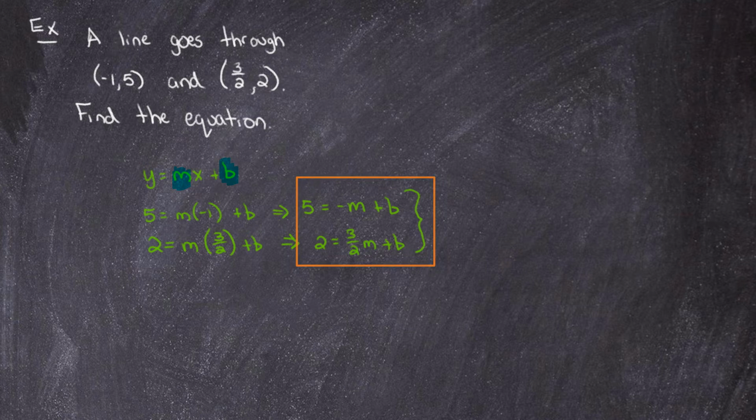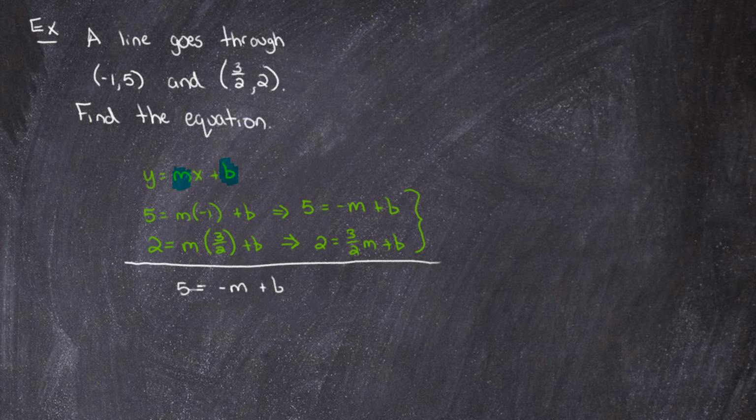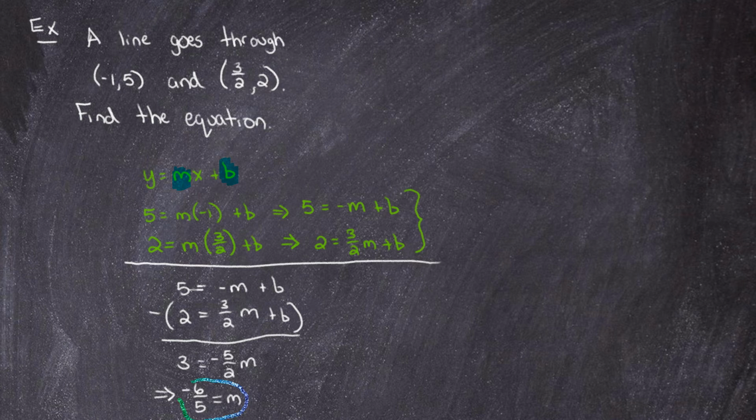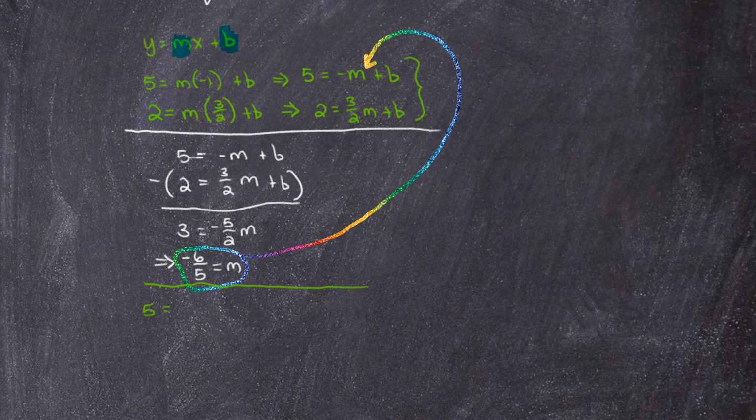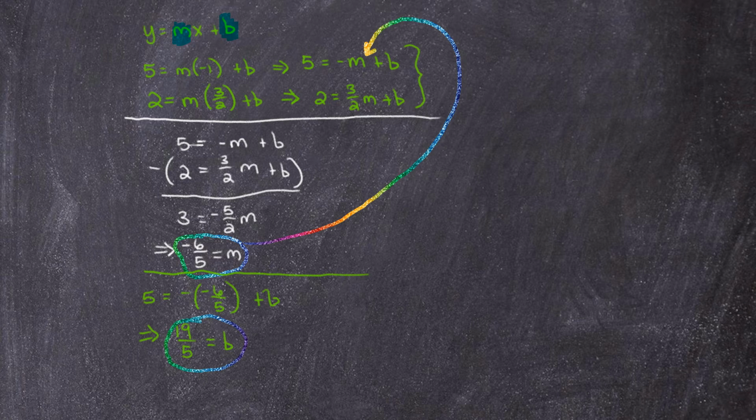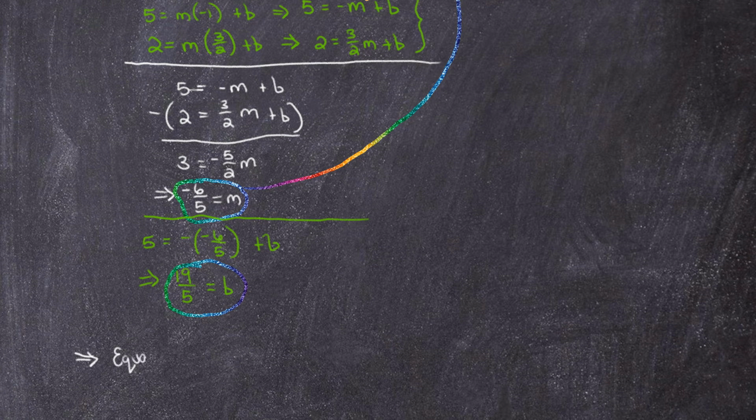Now, I'm going to solve this system using elimination. If you need to review solving 2x2 systems using elimination, please see the prerequisite link below. Subtracting the second equation from the first and cleaning things up, we find that m, or the slope, is equal to -6/5. Substituting this back into the first equation and, again, cleaning up, we get that b, the vertical or y-intercept, is 19/5. Thus, our equation in slope-intercept form is y equals -6/5 x plus 19/5.